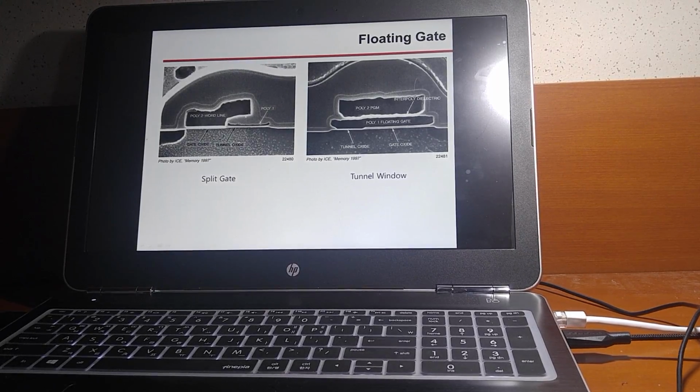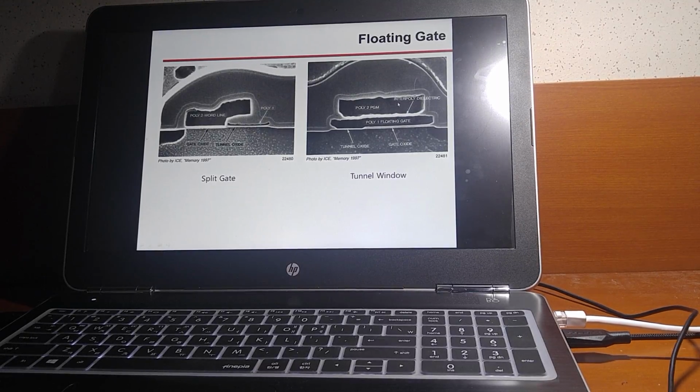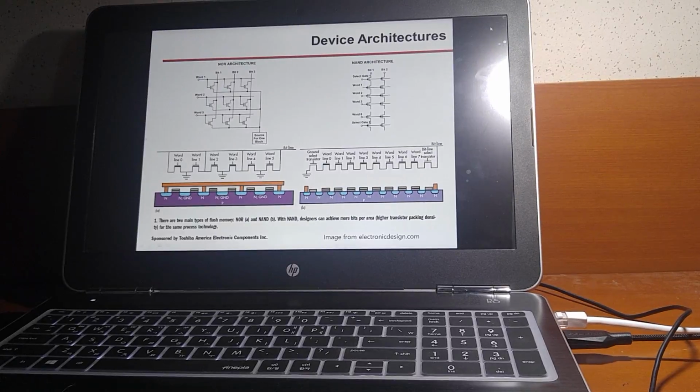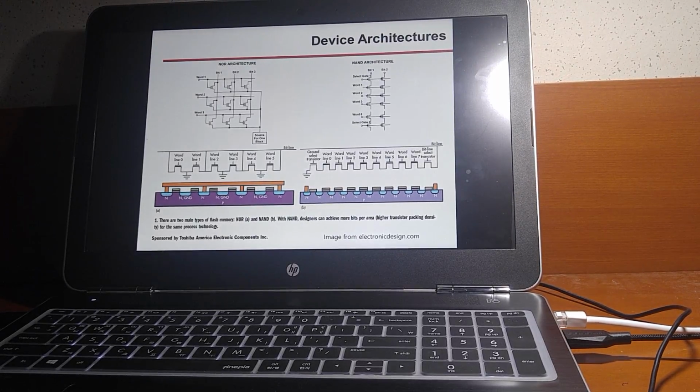And here is the word line, but in this picture, the word line is poly to PGM. PGM is an abbreviation of the programmable gate. It is the same as the word line. And for device architecture, the left side is the NOR architecture and the right side is the NAND structure.